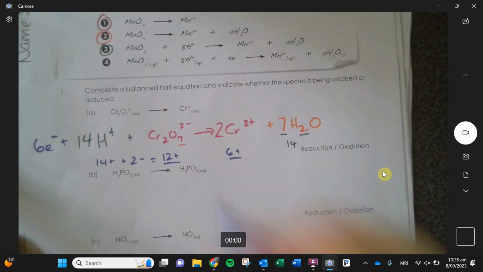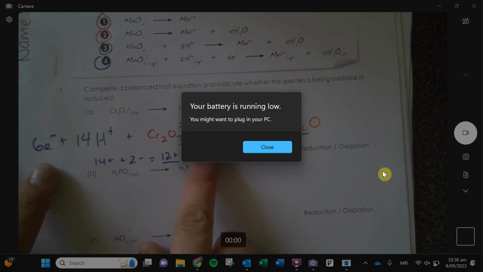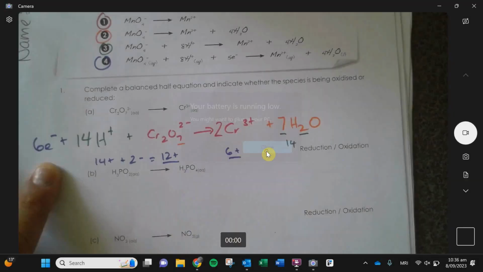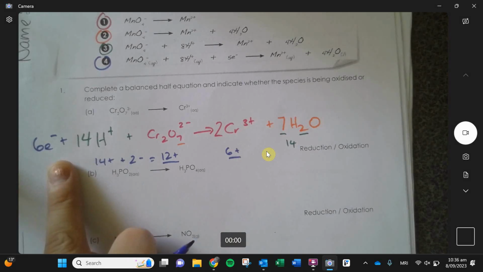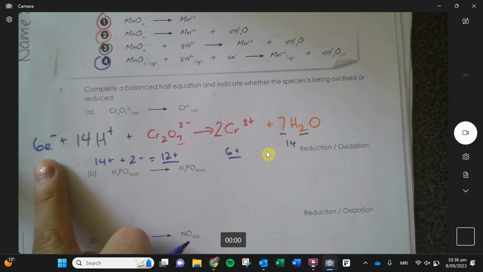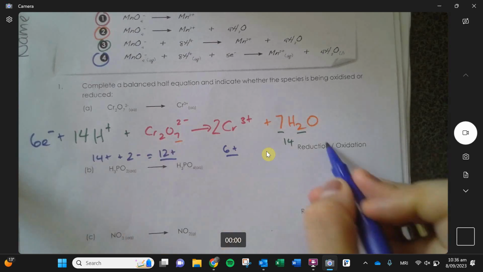And that's step number 3. I see that the electrons are on the reactant side, so that tells me that the chromium has gained the electrons, so this gaining of electrons is a reduction reaction.